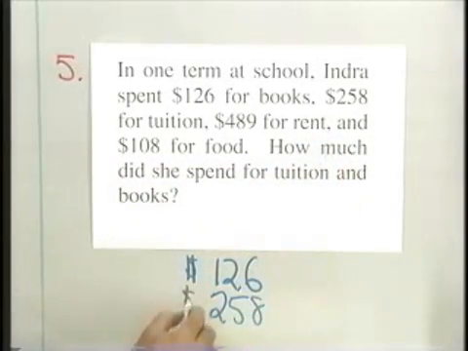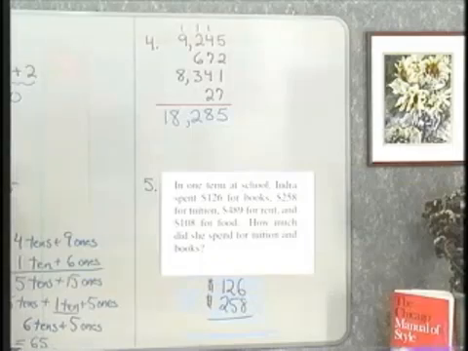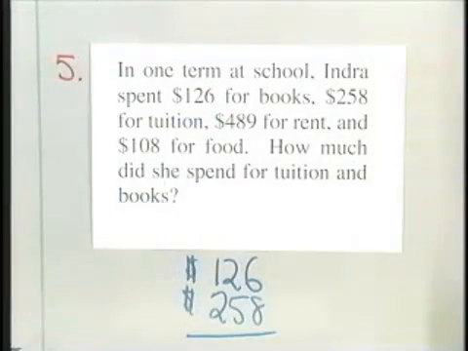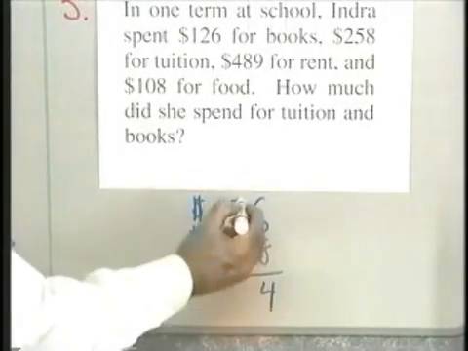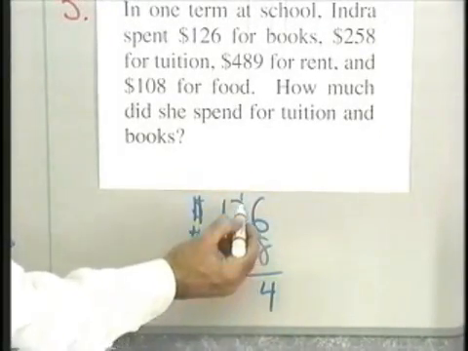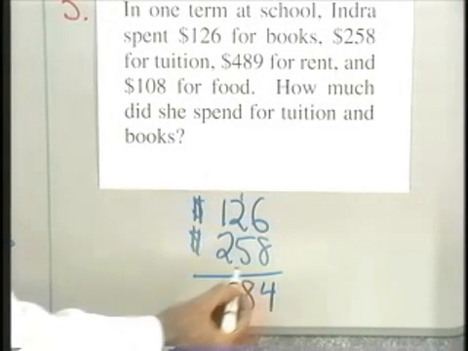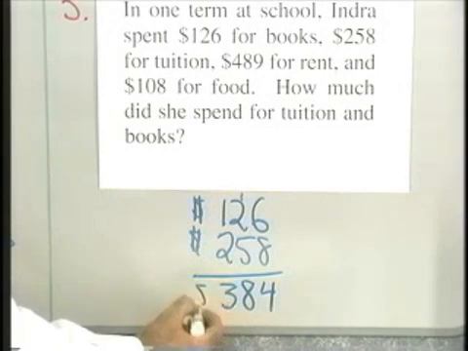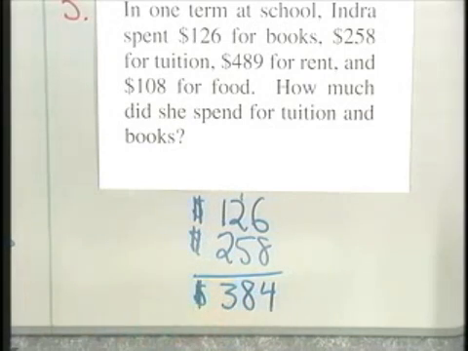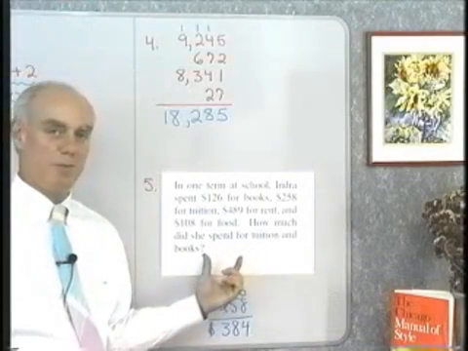So $258 for tuition. I'll add those two numbers up, and I end up with 8 and 6 is 14. 5 and 2 is 7, and 1 is 8. And I don't have anything to carry here, so 2 and 1 is 3. So $384 is what Indra spent in one term for tuition and books.